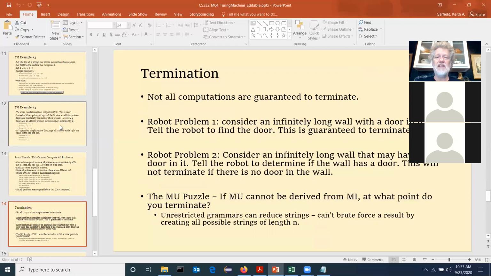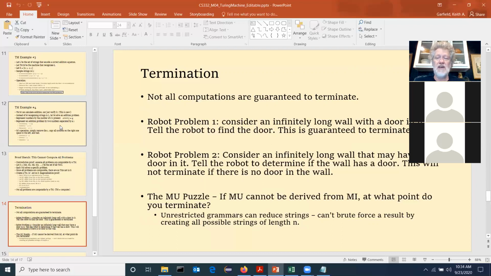Now let's change the problem slightly. Start the robot out and say, we don't know if there's a door in this wall. Tell us if there's a door in this wall. And now the robot, if it does find the door, can definitely answer yes. If it does not find the door, it can't stop, because what does it really mean? It hasn't found the door yet. And so it can never answer no. It's just not yet. So the idea here with the second version of the robot problem is the notion that you can construct fairly trivially problems that have no guarantee of termination.